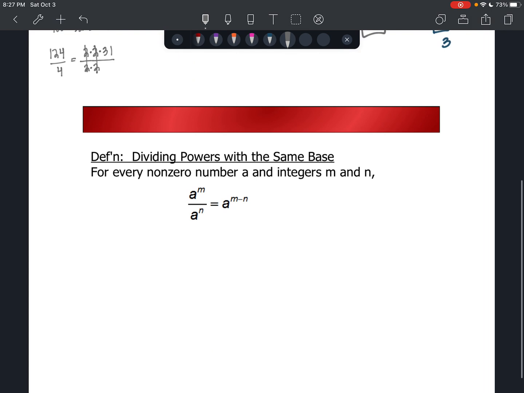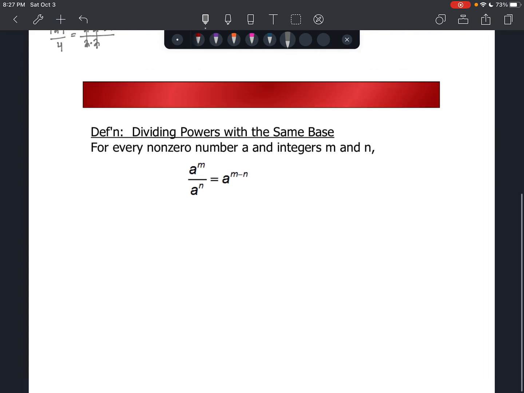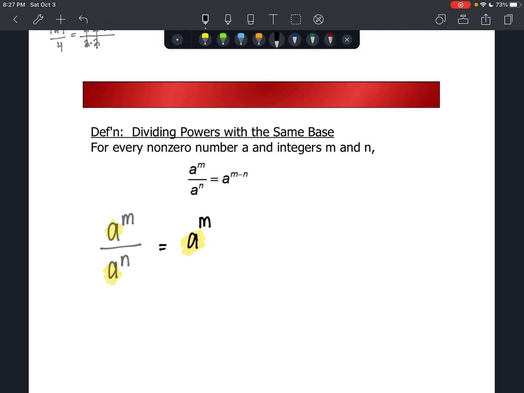We're going to move on and talk about the definition of dividing powers with the same base. I have the same base that's a non-zero base, a, and I divide a to the m divided by a to the n. The bases are the same. I'm going to retain that base, and I'm going to take the exponent in the numerator minus the exponent in the denominator. And this is our division property.